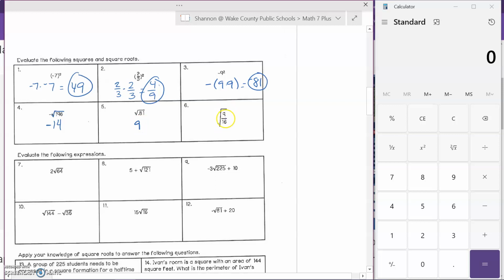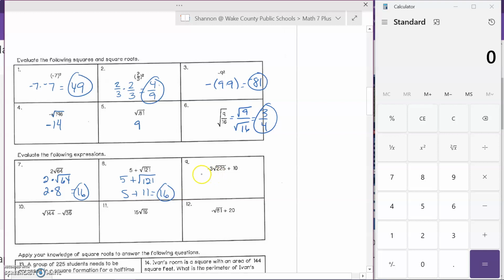And then the square root of 9 over 16 could also be written as the square root of 9 over the square root of 16. You'll take the square root of both. That's 3 over 4. All right, number 7. This means 2 times the square root of 64. So 2 times, we know the square root of 64 is 8. So that'd have to be 16. 5 plus the square root of 121. Square root of 121 is 11. Add 5, that's 16 as well.